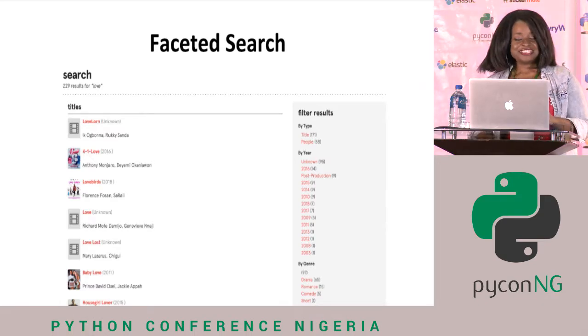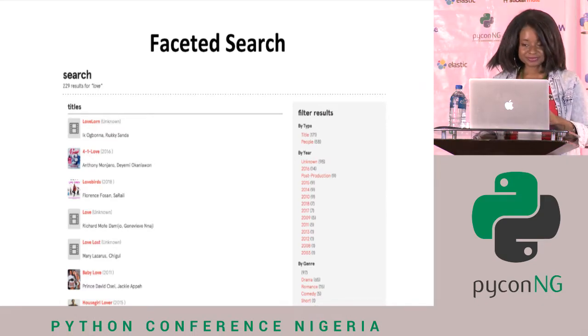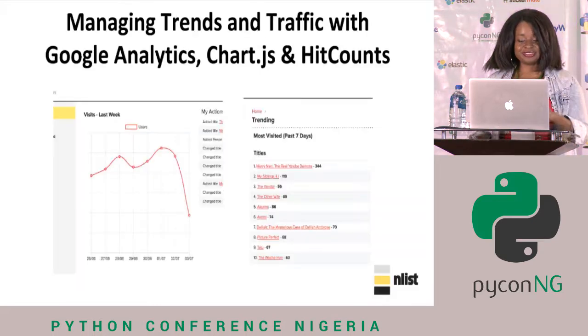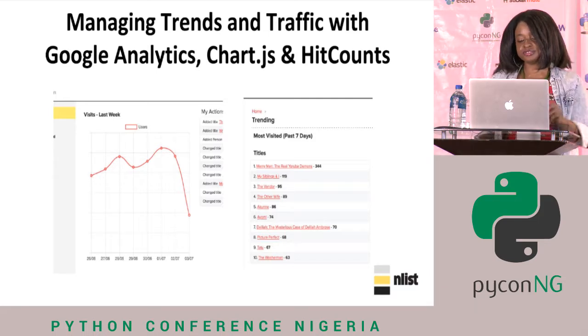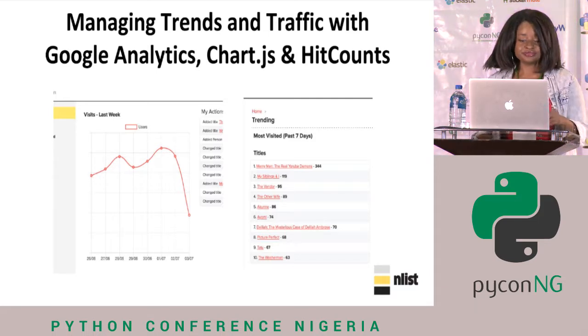Okay, just very quickly, let me run through the rest of the things I did here. This is the trending stuff I did using the API and hit counts. So past 7 days, Yoruba Demons is very popular for some reason. On the left, you can see the number of visits.